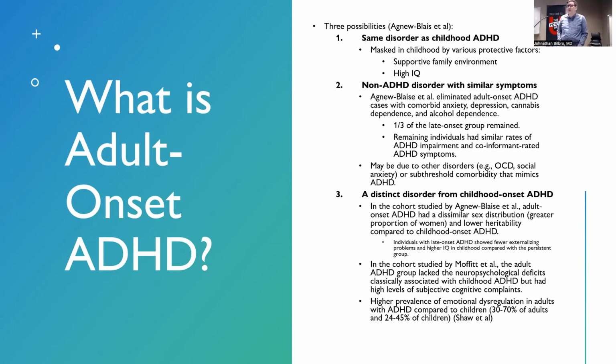Possibility two would be that these adults being diagnosed with ADHD actually have some other non-ADHD psychiatric illness. One of the cohorts, the British one that I mentioned earlier, considered this question. In order to try to answer it, they eliminated adult onset ADHD cases that had comorbid anxiety, depression, cannabis dependence, and alcohol dependence. That left a third of the late onset group. When they compared that group back to others with ADHD, they had similar rates of impairment and co-informant rate of ADHD symptoms. So the symptoms those individuals were experiencing didn't seem to be due to depression, anxiety, any kind of substance use disorder, or so on.